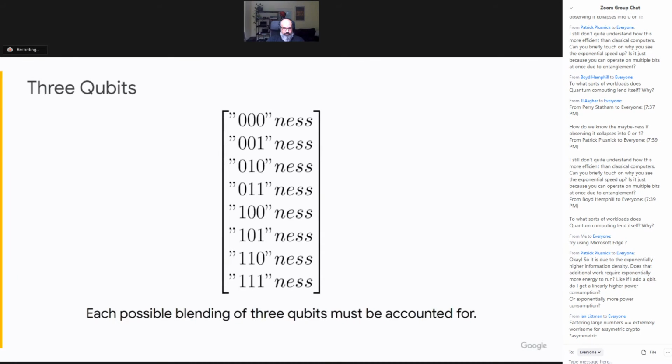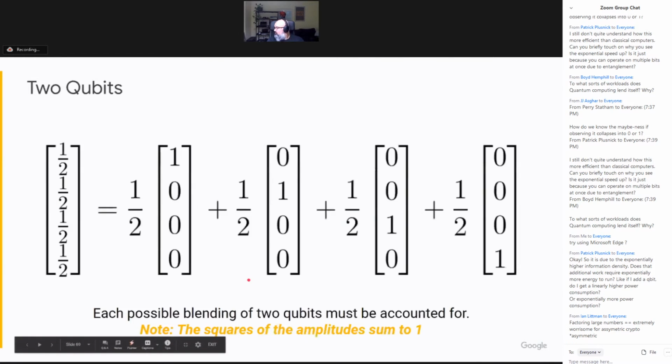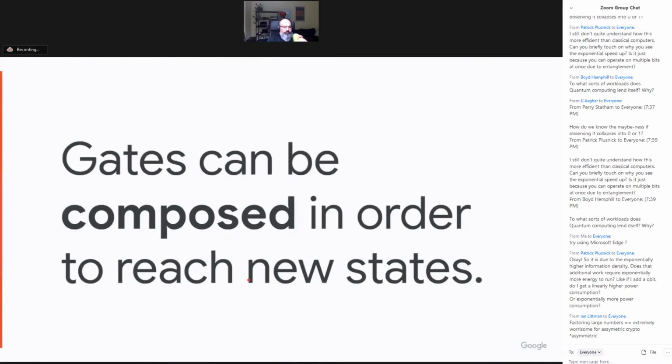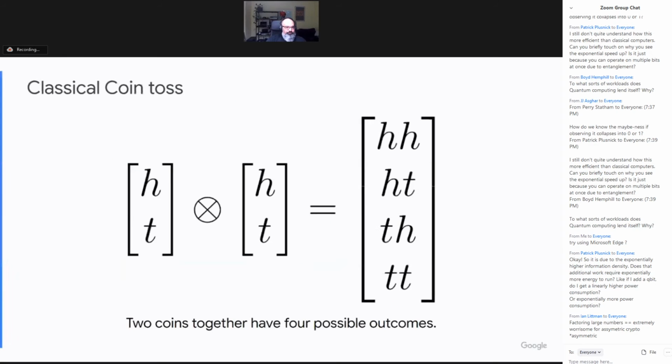Okay. So is it due to the exponentially higher information density? That's where the power comes from, yes. Does that additional work require exponentially more energy to run? Like if I had a qubit, do I need more power consumption? This is a really fun question, and it dips a little bit into information theory to answer. I have this Rolf Landauer quote somewhere. Oh, must have been an entanglement.